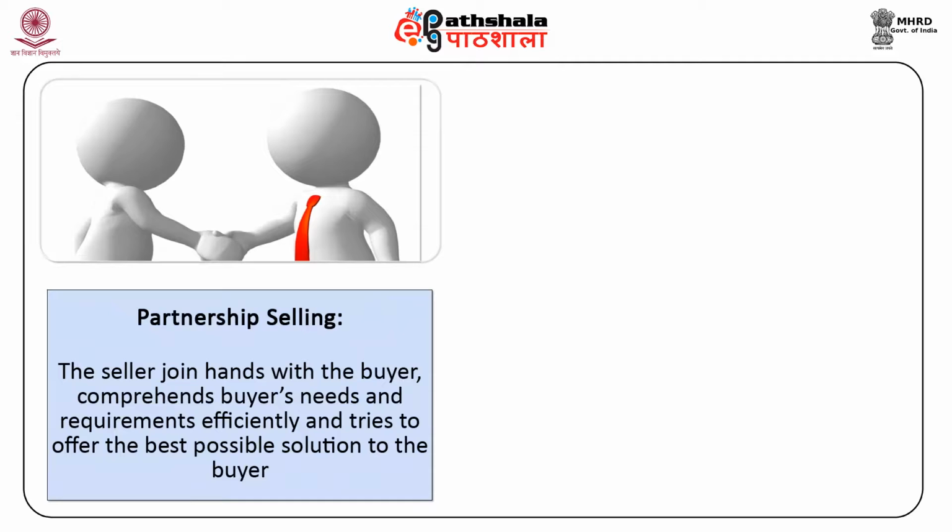Partnership selling. The seller joins hands with the buyer, comprehends the buyer's needs and requirements efficiently, and tries to offer the best possible solution to the buyer. This selling situation reduces the risks and increases the benefits that each of the partners can derive from each other. By acting in conjunction with each other, both the seller and the buyer act as customer to each other.